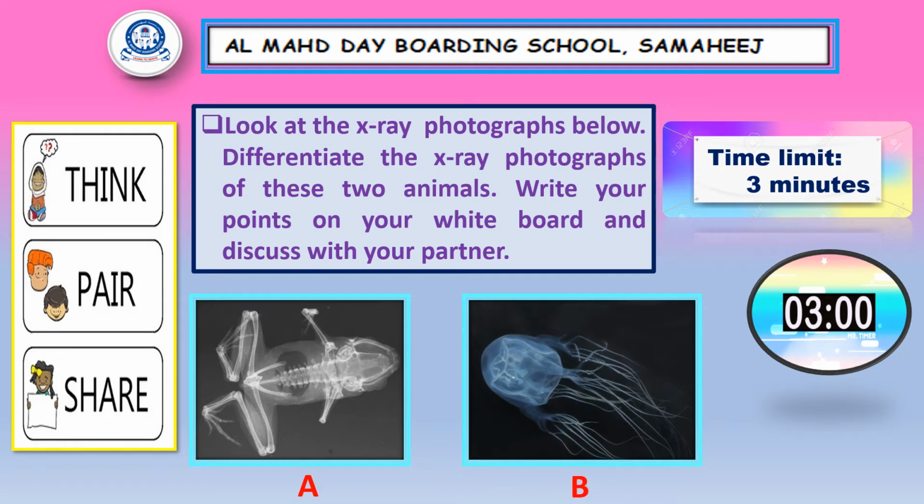These are the two X-ray photographs of the two different animals. So you're going to look carefully at these two X-ray photographs of the two different animals. Write what you have observed on your whiteboard and discuss with your partner. You have 3 minutes to do this.